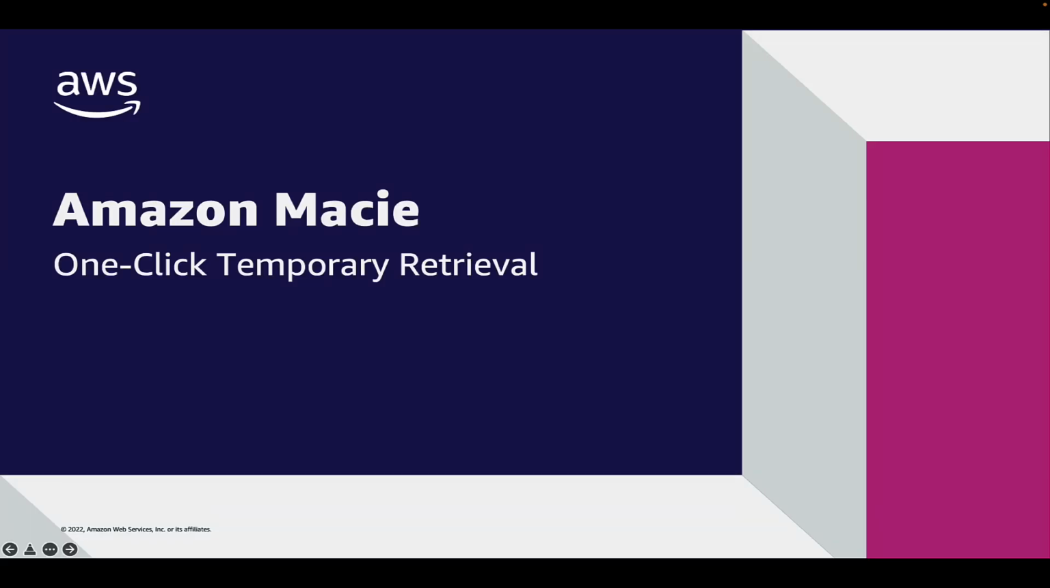Welcome everyone. In this video, I'm going to go over a new capability in Amazon Macie that provides you with a one-click, on-demand retrieval option in the Macie console to quickly investigate the data that was identified as sensitive from your Amazon Macie sensitive data discovery jobs. So let's jump directly into what this looks like in the console.